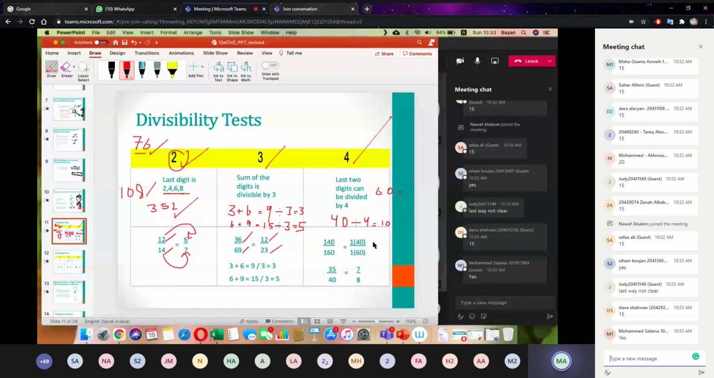Here you find the last value. The last 2 digits are 40. You try to divide it by 4. If you can divide it by 4, so 140 we can divide it by 4. Here we have 160. We choose the last 2 digits, 60. Can we divide 60 by 4? Yes, it will give you 15. So 160 we can divide by 4. Clear, Judy?